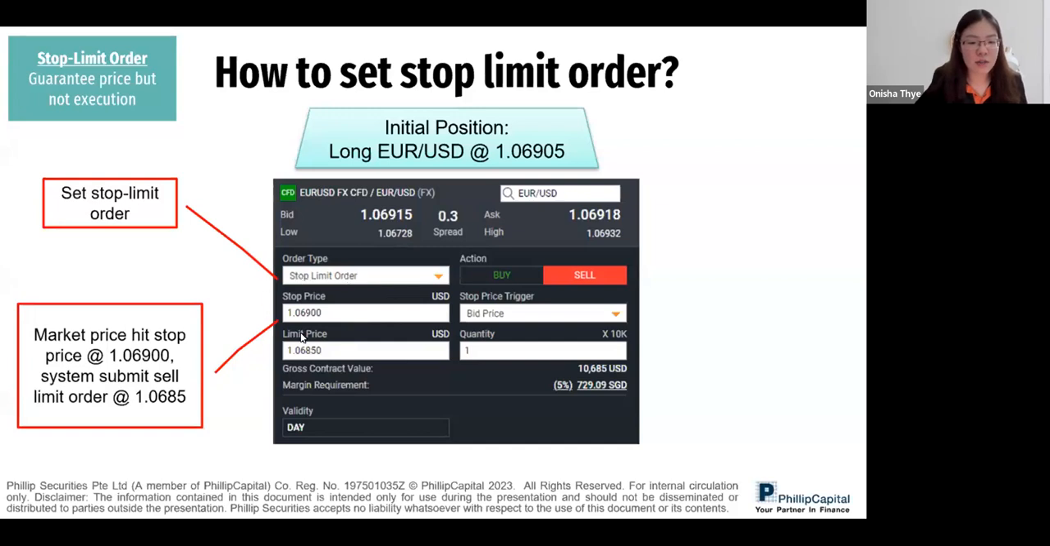Okay, so after that you need to set your stop price. Let's say we set it at 1.069, where, for example, if the market price hits the stop price at 1.069, the system will submit a sell limit order at 1.068. So basically the stop price acts as a price trigger for you to submit the limit order at this price. Okay, so you can test out the system in our previous platform.